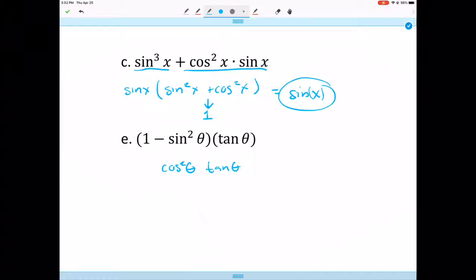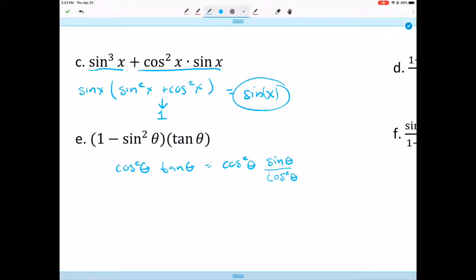That's pretty simplified. If you wanted to, you could do cosine squared of theta, and then tangent we know is sine theta over cosine theta. So we could cancel out one of our cosines, and that would leave us with cosine theta sine of theta.